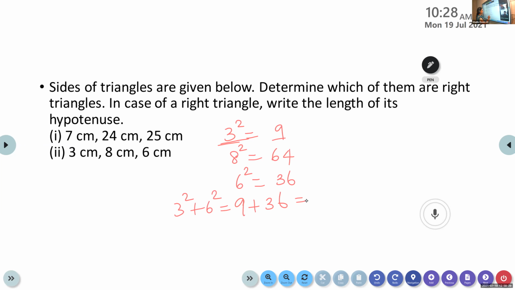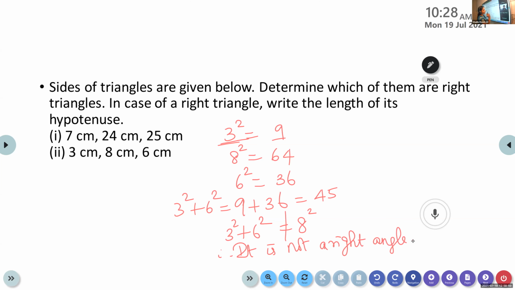So what is the value here? 36 plus 9 is? 45. Is it the same as 8 square? No, isn't it? So it is not equal. Therefore, it is not a right triangle. In a right angle triangle, the hypotenuse square will be equal to the sum of squares of the other two sides. So therefore, it is not a right angle triangle.